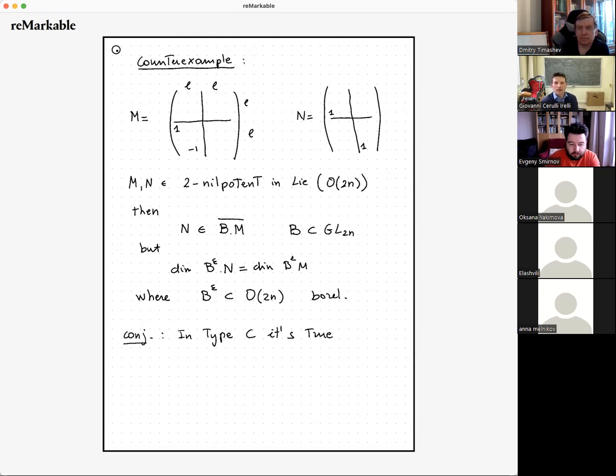Okay. So in the upper part it is true for type C. Nice. And for B and C it is true. True for B and C in the upper part. Nice. Thank you very much.